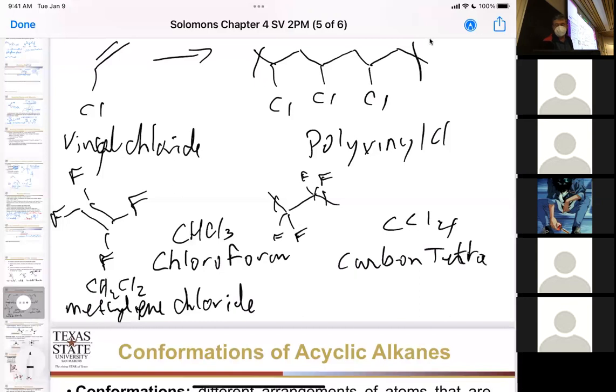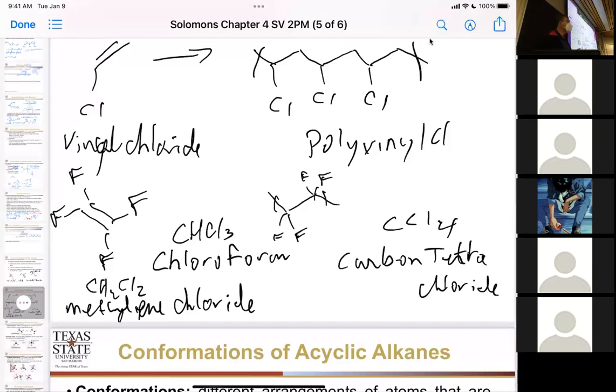Okay, so we don't have a methylene with 2 hydrogens on it anymore. We don't have 1 hydrogen there, so we call it carbon. There's no carbon-hydrogen bond, so it's carbon tetrachloride. So technically this solvent is an inorganic compound. Ooh. All right, any questions there?